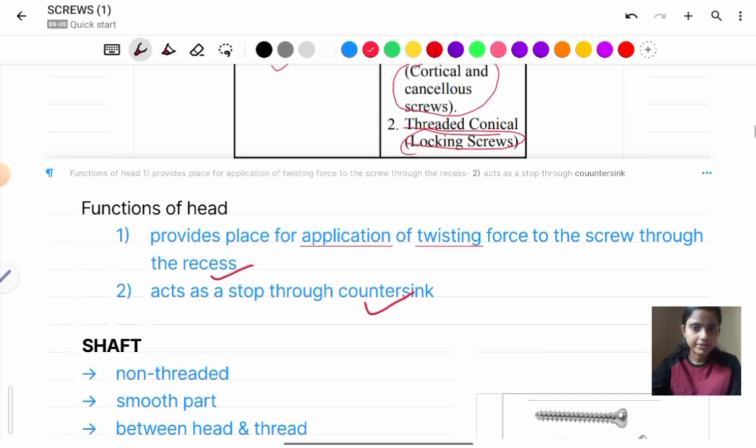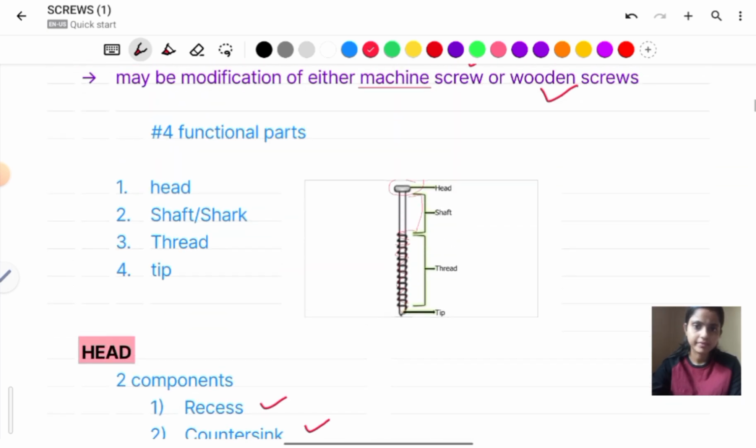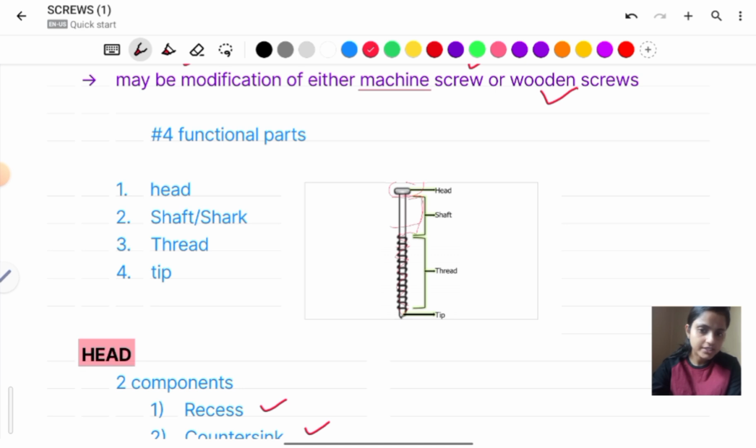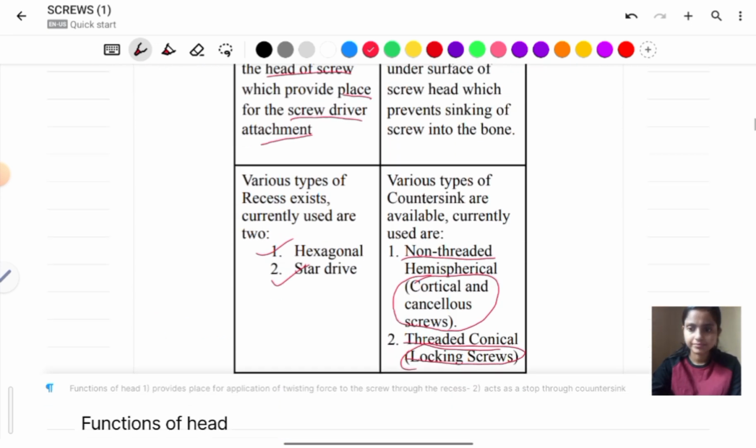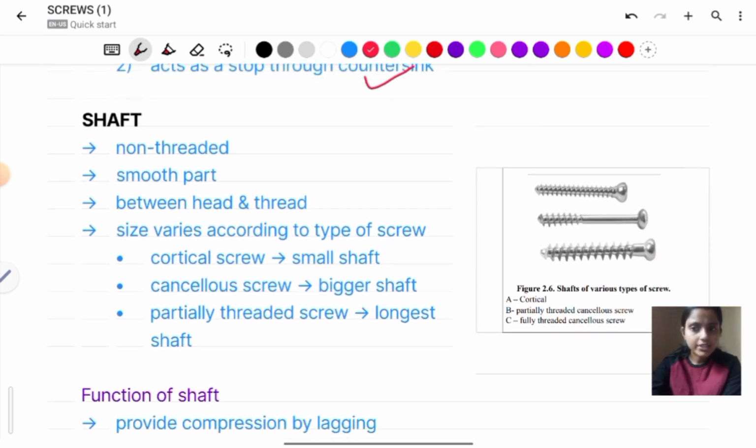Now the shaft. This is the shaft, which is the non-threaded part between the head and the thread. This is the threaded part, this is the head, and this is the shaft. The shaft is the non-threaded, smooth part between the head and the thread, and the shaft size varies according to the type of screw.